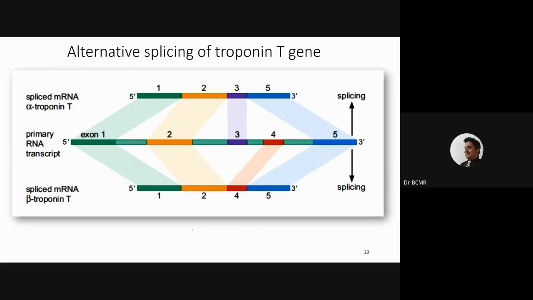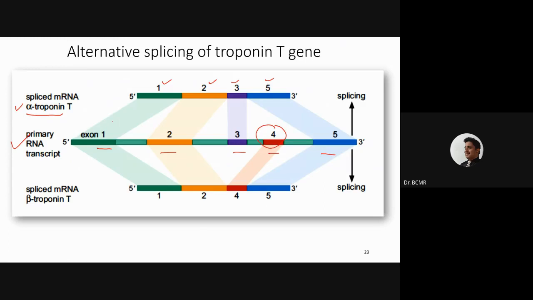Here is the example of the troponin T gene, and this is the primary transcript that is produced. It has exon 1, 2, 3, 4, and 5. It's made up of 5 exons. And through alternate splicing, alpha troponin could be produced. If 1, 2, 3, and 4 is excluded, then the protein that forms is called alpha troponin T.